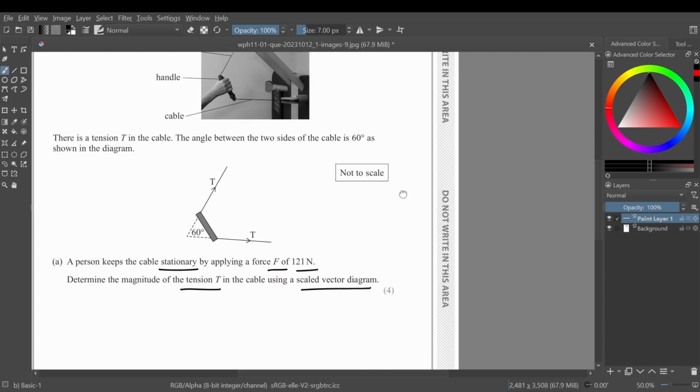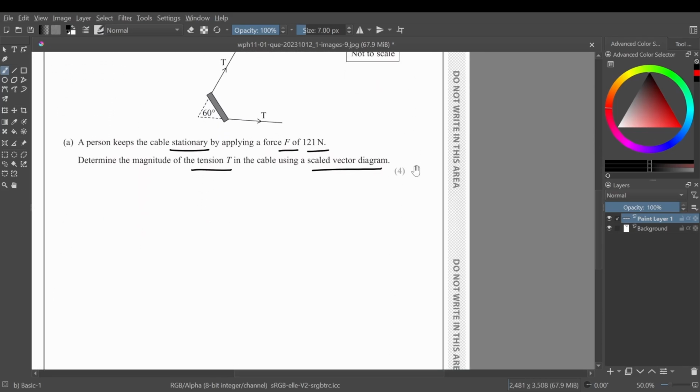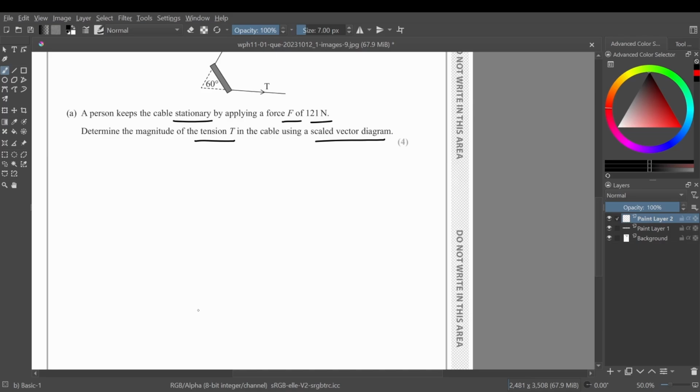So first of all, we will draw a rough idea for the scaled vector diagram, and then we will convert it into a scaled version, right? So first we will draw this diagram here, which is tension acting here, and then at some angle the second tension is acting over here, right? This is your 60 degrees.